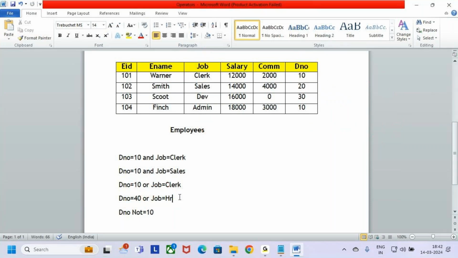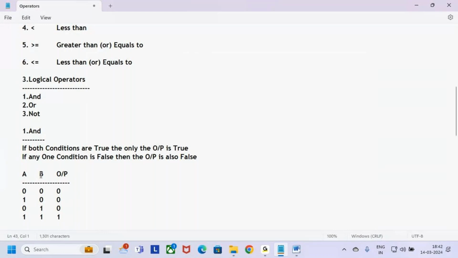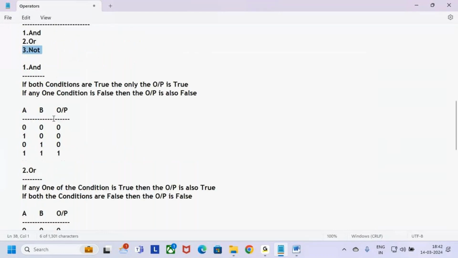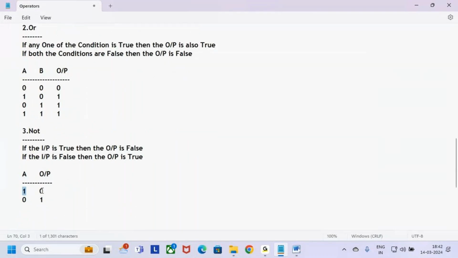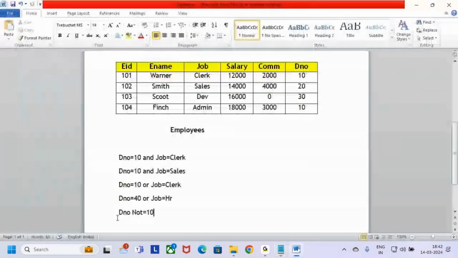And next, finally, there is one more, that is the NOT logical operator, guys. So one more operator is what? The NOT logical operator. I said that in the NOT logical operator, how many inputs are there? Only one input. If the input is true, we'll get the output as what? False. If the input is false, we'll get the output as what? True. So let me explain here.